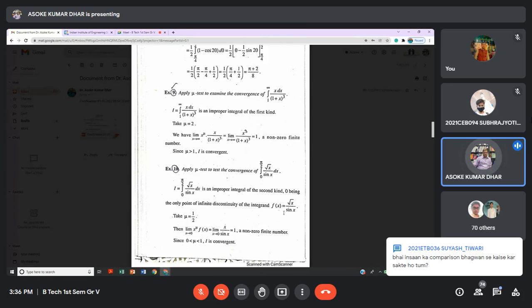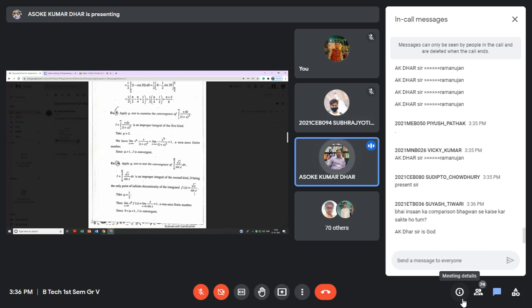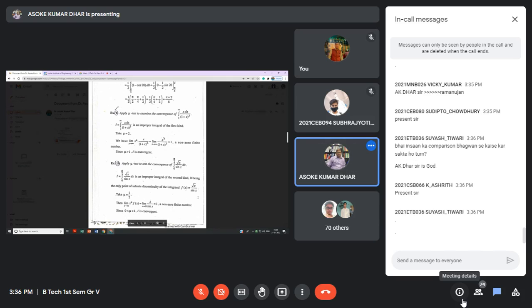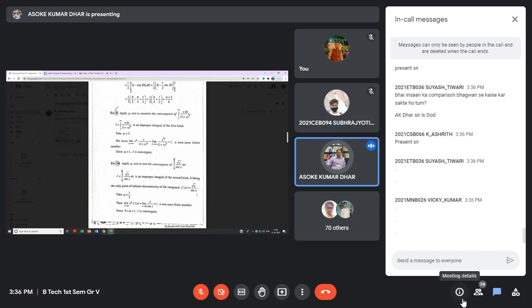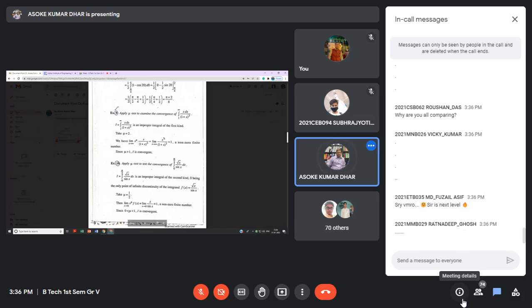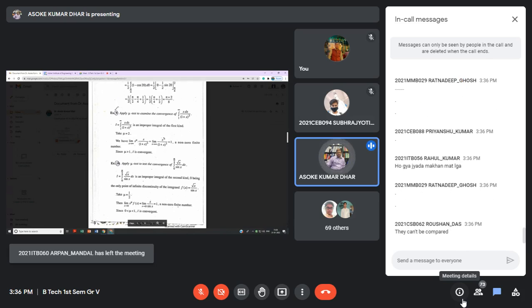Okay, so for root x by sin x, the limit as x tends to 0 of sin x by x is 1. So it can be written as root x by sin x, which means 1 by root x into sin x by x. But the second part's limit is 1, so it will be 1 by root x. So mu is equal to half. Taking x to the mu f(x), x tends to 0, the limit of x by sin x as x tends to 0 is equal to 1, a non-zero finite number. As mu lies between 0 and 1, it is half, so it converges by definition.